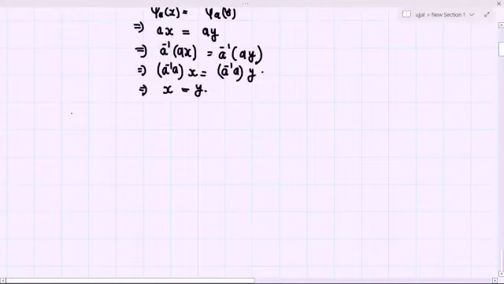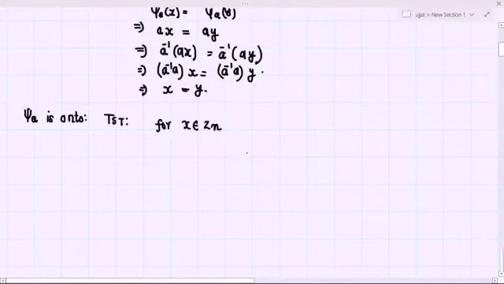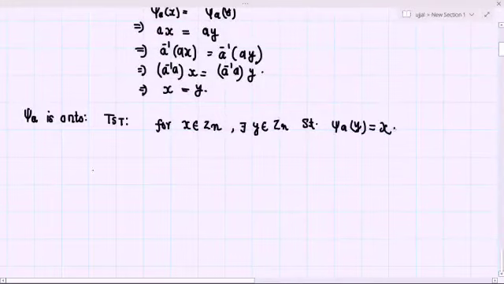Now let us look at psi a is onto in order to verify our claim. What we have to show in order to show that psi a is onto is that for any element x in the codomain set Zn, there exists y in the domain set of psi a, since the domain set of psi a is also Zn, such that psi a of y is equal to x. This is what I have to show.